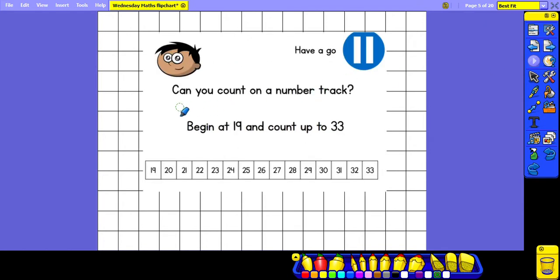Okay, this time you're going to have a go. You're going to count on the number track. You're going to begin at 19 and count up to 33. So pause the video now and have a go. And I'm now going to go through it and we can count together. So we're going to begin at 19, 20, 21, 22, 23, 24, 25, 26, 27, 28, 29, 30, 31, 32, 33.